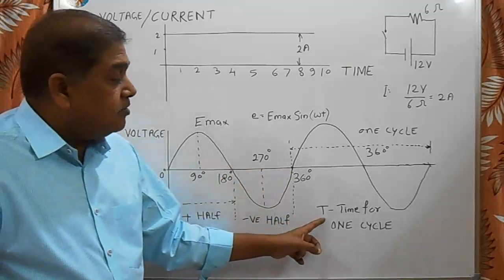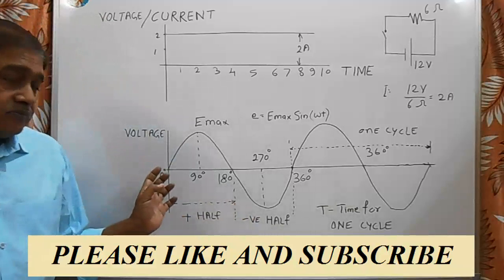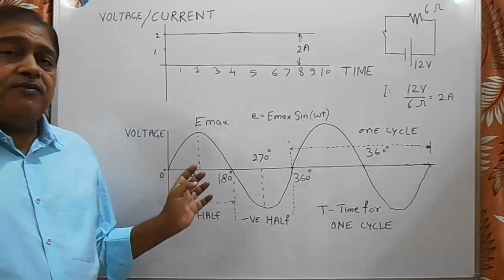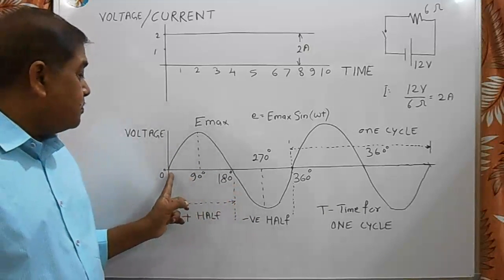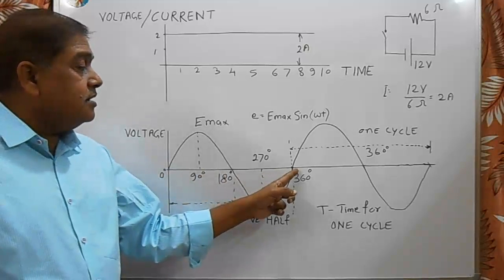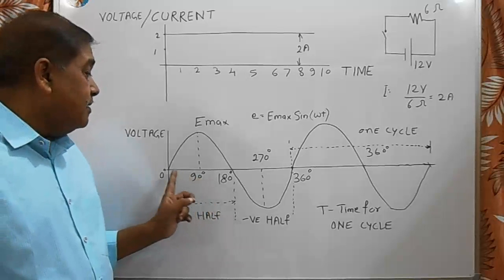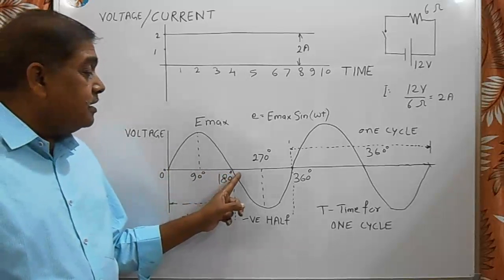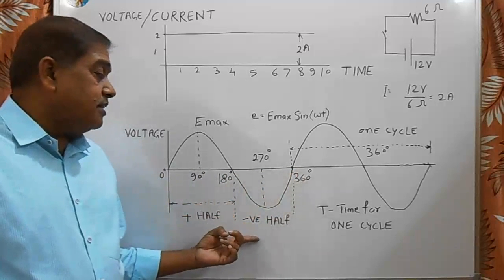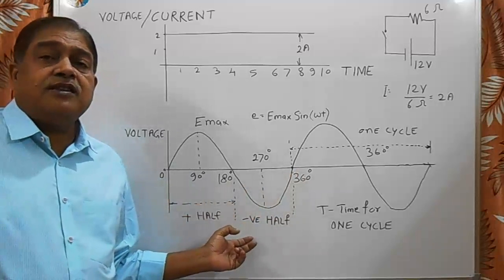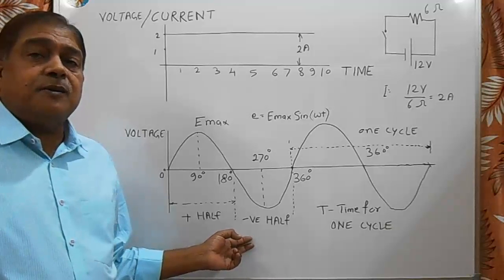The capital T denotes the time for one cycle. In our supply system, the frequency is 50 Hz. In that case, the time period is 20 milliseconds. So for 360 degree, our supply system takes 20 milliseconds for one cycle. That means 10 milliseconds for the positive half cycle and 10 milliseconds for the negative half cycle, total 20 milliseconds. In 1 second there are 1000 milliseconds, so we get the frequency of our supply system as 50 Hz.